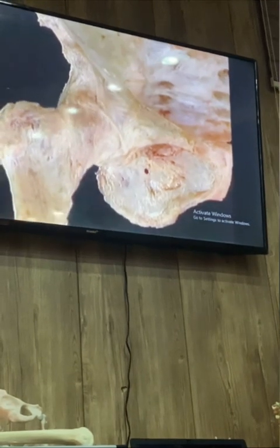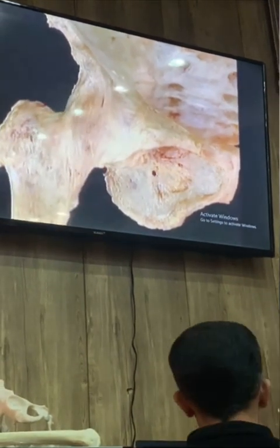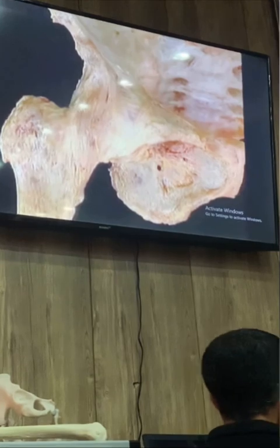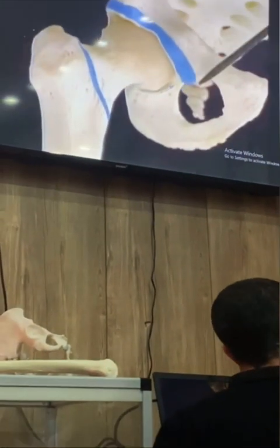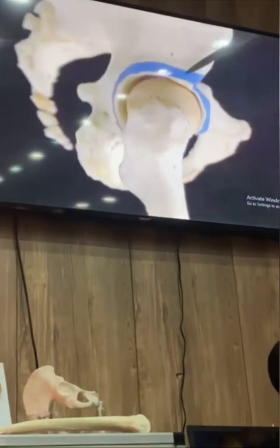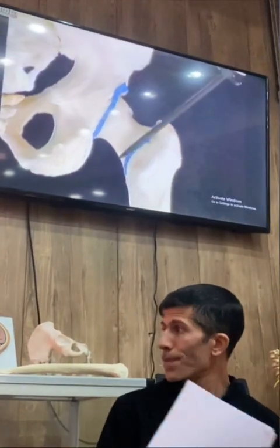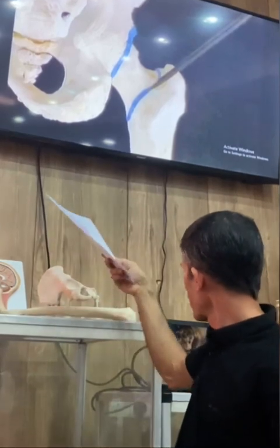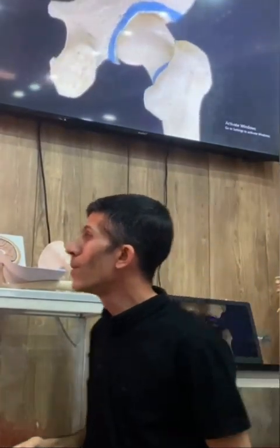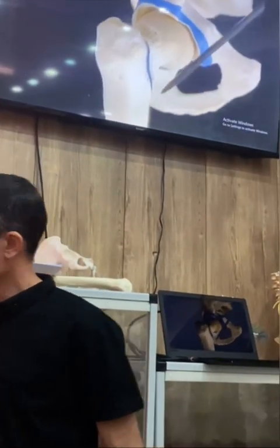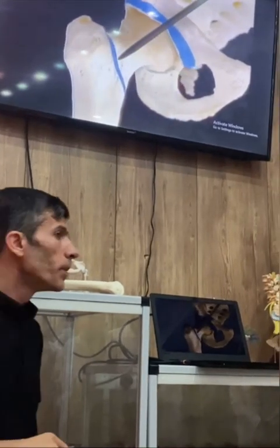The fibers of these capsular ligaments become tight when the joint is extended. The capsule is attached to the hip bone all the way around the acetabular labrum. On the back of the femur, the capsule is attached partway along the femoral neck. On the front of the femur, the capsule is attached out here on the intertrochanteric line.